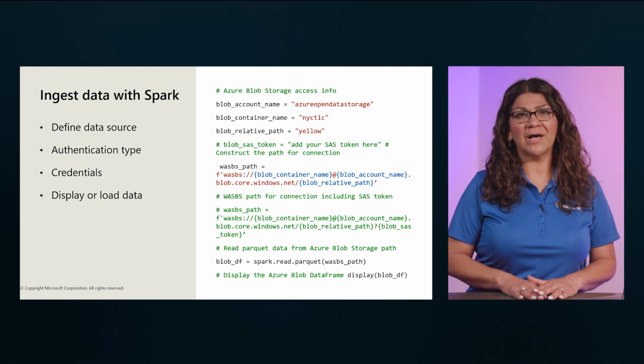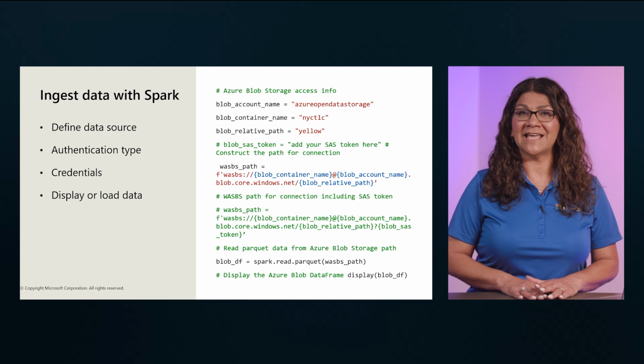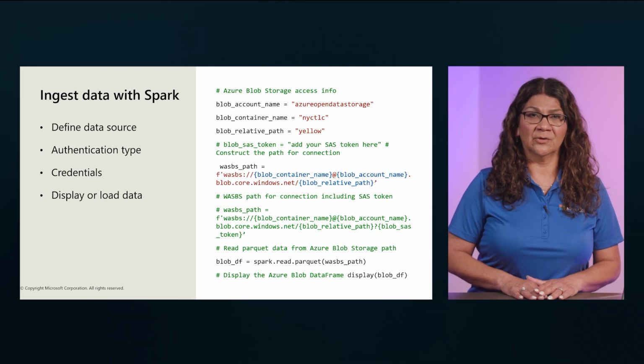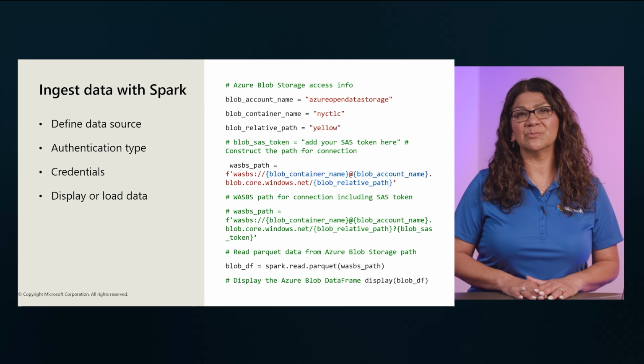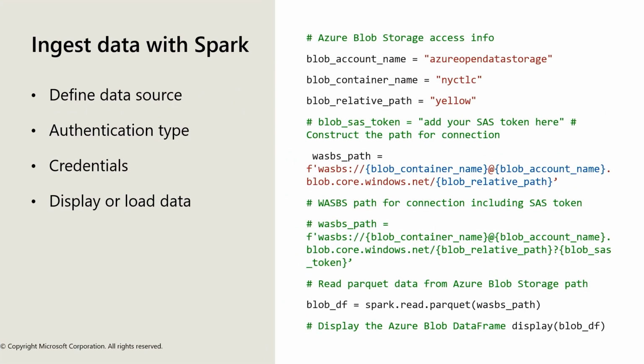The sample PySpark shown here connects to data held in Azure Blob Storage, reads data into the data frame, and then displays the data. Note the Azure Blob Storage access info at the top with the blob account name, container, and relative path. Next, see the WASBS protocol is being used to access Azure Blob Storage, pointing to the blob container name where your blob file is stored. It notes a placeholder for the Azure Storage account and the domain for the Azure Blob Storage and the path to a specific blob within the container.